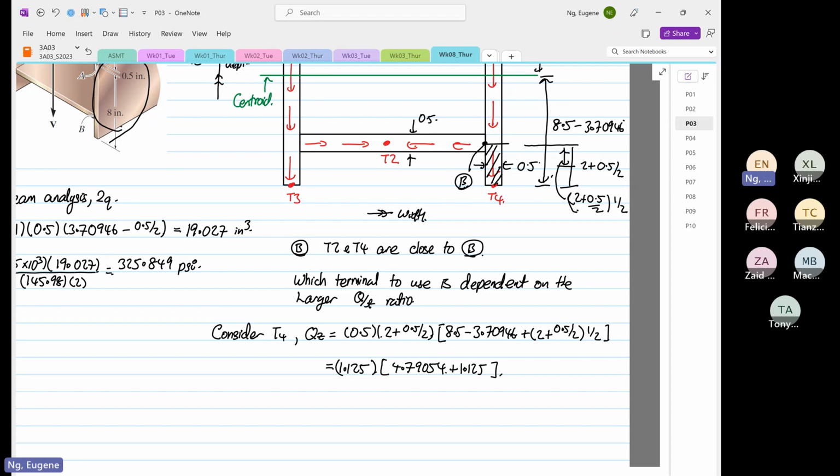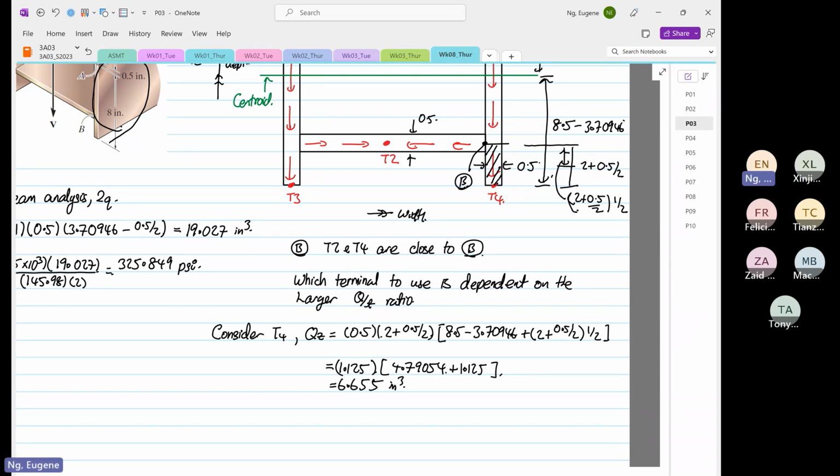So it's equal to 6.655, right? Millimeter or meter? No, this is not meter. Inches cubed. Let me do it again. 4.79054 times 1.125, 6.65. Okay. Right.